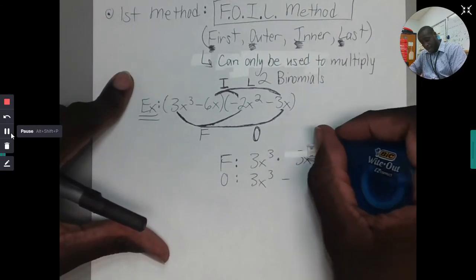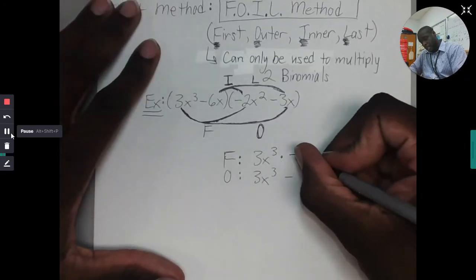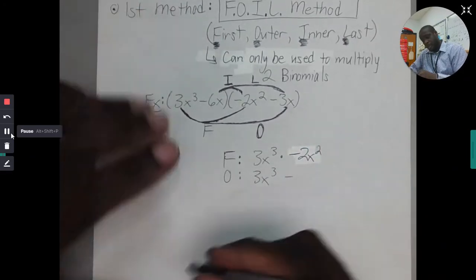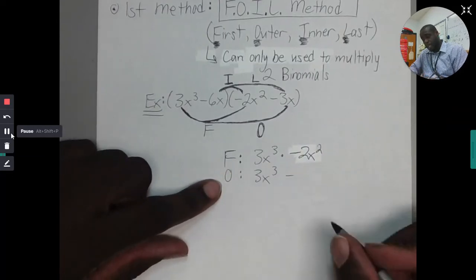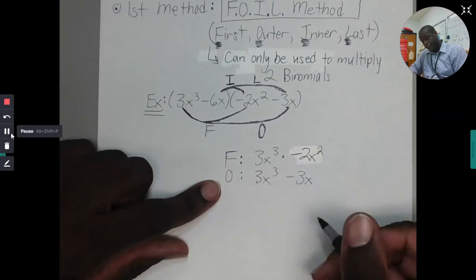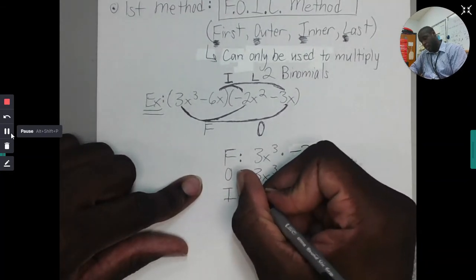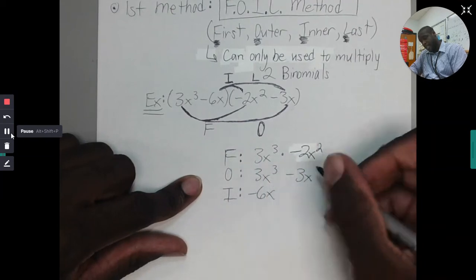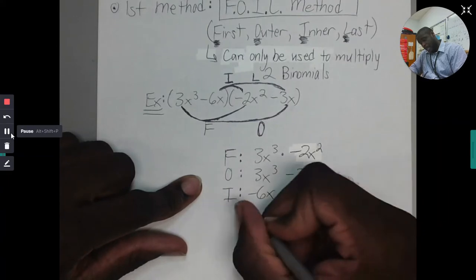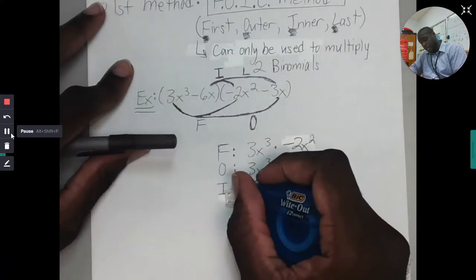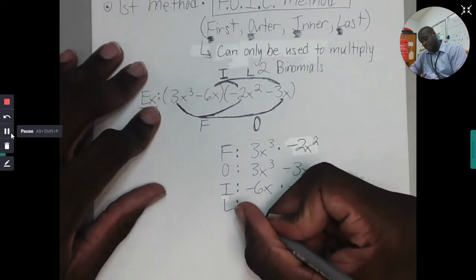For the O part of it, you are multiplying 3x cubed times negative 3x. For the I part, you are multiplying negative 6x times negative 2x squared. And then finally, for the L part of it, you are multiplying negative 6x times negative 3x.